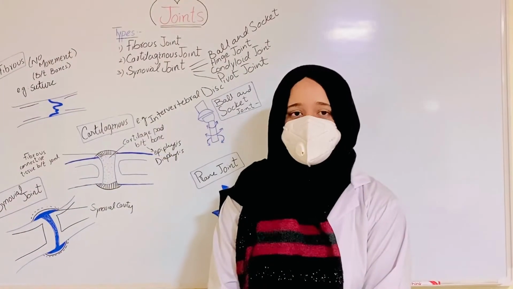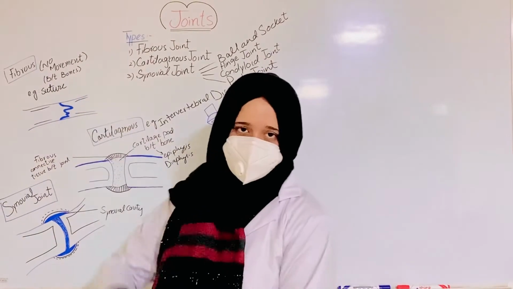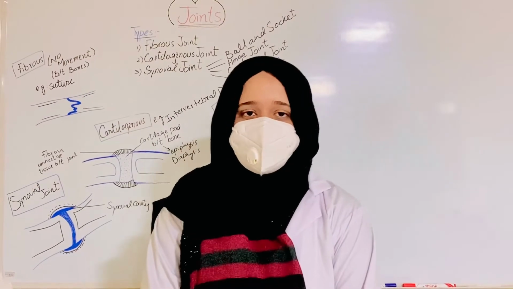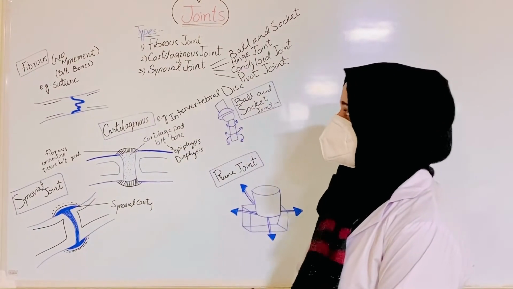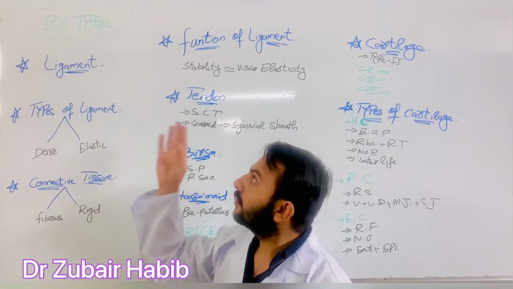Now I will explain all the joints one by one. First of all, I will tell you about the fibrous joint. It is present between the bones. It has fibrous tissue. An example of a fibrous joint is the suture joints, and it allows no movement. Today our topic is joints and their types.